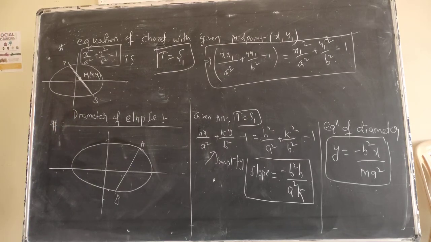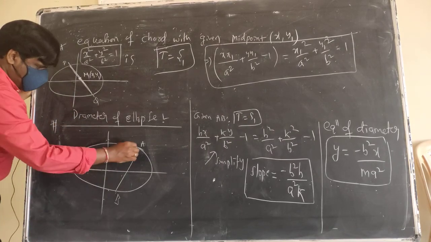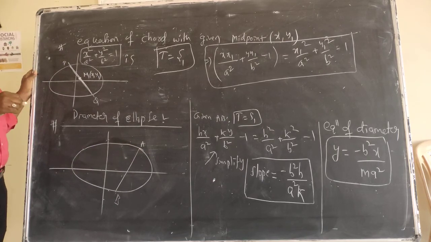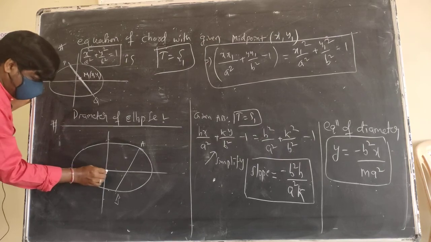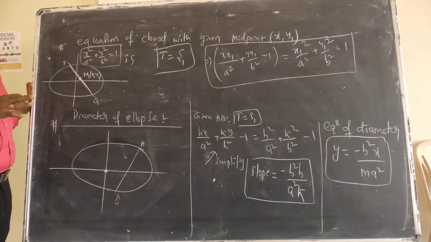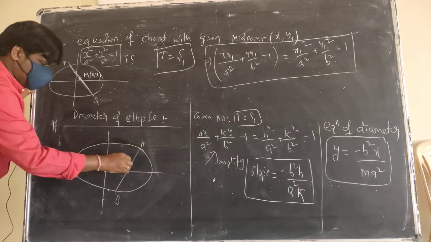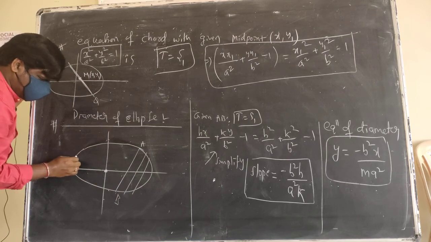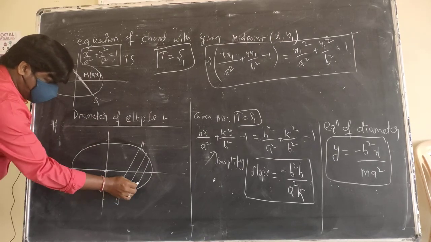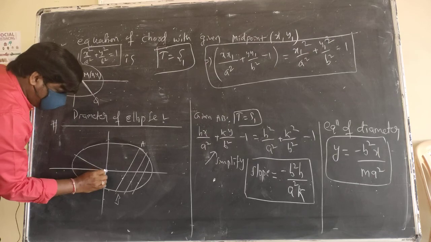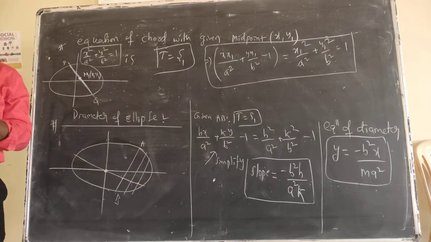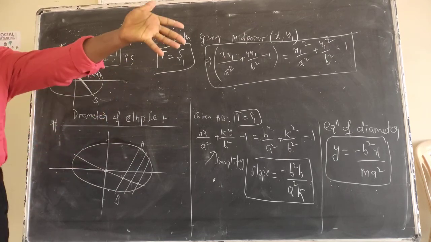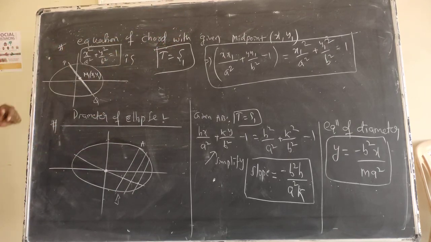Then the diameter of the ellipse. I told you what the diameter of the ellipse is: the chord which passes through the center of the ellipse is called the diameter. How is it formed? When you have all these chords, the locus of the midpoints of all the chords is called the diameter of the ellipse. So that is called the diameter.